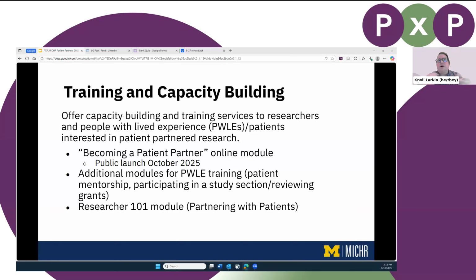But we also want to think broader than just online training modules. So we're also planning to offer communities of practice for researchers and patient partners, more innovative learning models where we might have combined partner and researcher cohorts, and then skill building workshops. For example, something like storytelling for impact.